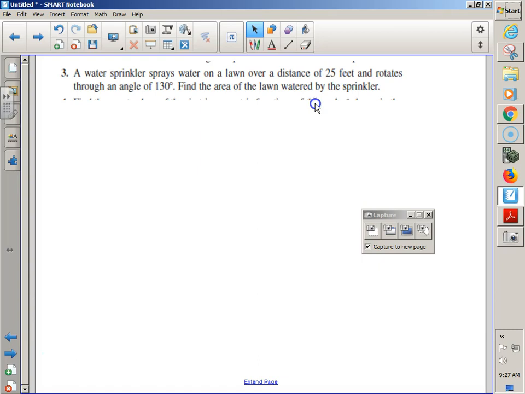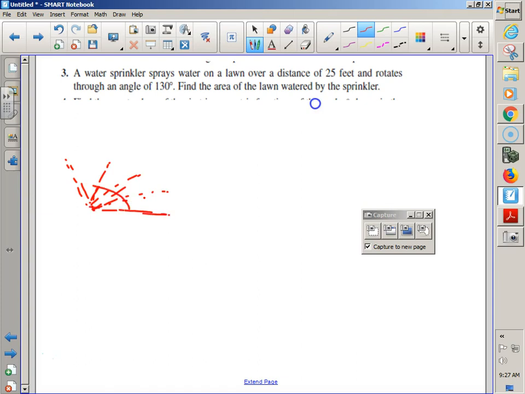But to be honest, in many ways, whether or not it's right, whether or not other teachers would hate me for saying this, I'm more concerned about the skills with the math topics that we've covered. However, still talking about this because it is in chapter 4, and it does help us review a few things. Water sprinkler sprays water on a lawn over a distance of 25 feet and rotates through an angle of 130.